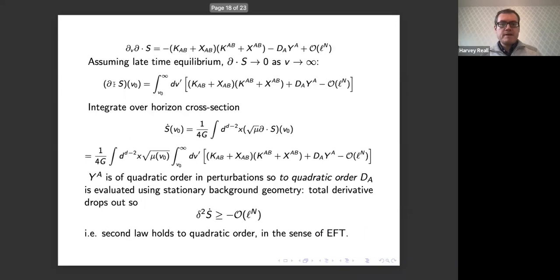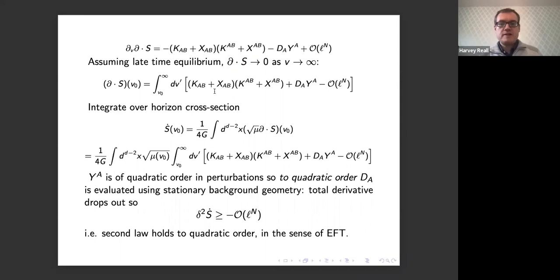Okay, so here's our master equation again. So how do we use this equation? So again, if we assume late time equilibrium, then this thing on the left-hand side, the divergence of the entropy current, tends to 0 as V goes to infinity. And so if we integrate this equation from V0 to infinity along a horizon generator, then we get an equation for the divergence of S at time V0 in terms of the integral of the right-hand side with respect to V.